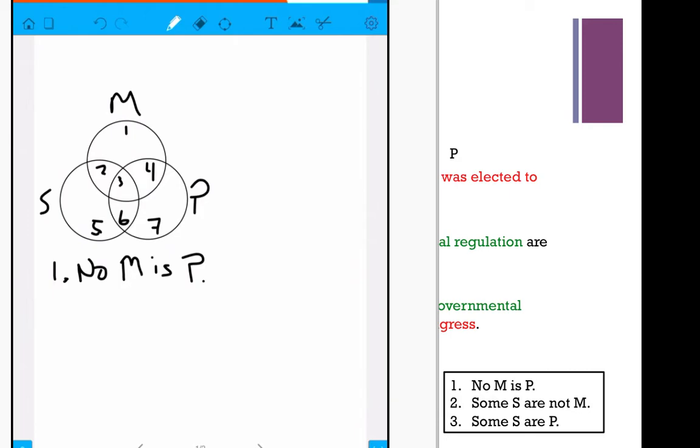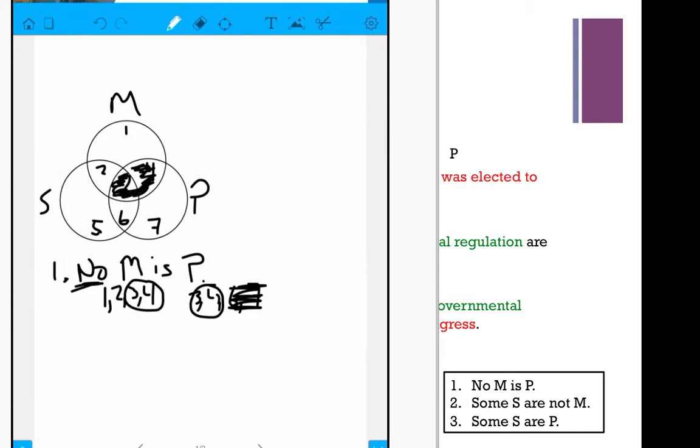So we begin, no M is P, and we identify the regions that are equivalent to M, which is 1, 2, 3, and 4. And then P is 3, 4, 6, and 7. We identify the regions of overlap, which are going to be 3 and 4. And we scribbled that out. We don't care about that. And it's saying no to 3 and 4. And since it's saying no to 3 and 4, we're going to shade in 3 and we're going to shade in 4.